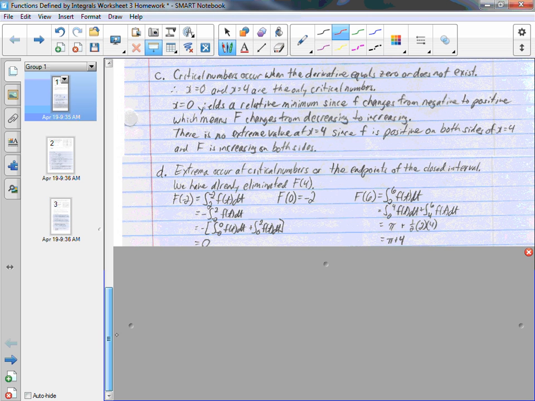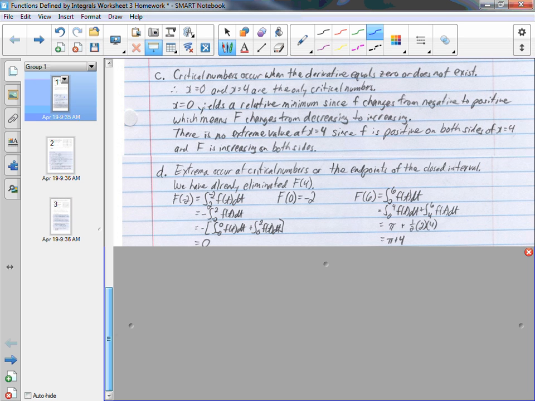So, part D. Extrema occur at critical numbers or the endpoints of the closed interval. Now, we've already eliminated capital F of 4 because there was no extreme value at capital F of 4. Now, at capital F of 0, since there's a relative minimum, maybe there's an absolute minimum. Can't be an absolute maximum there. And then we need to see what's going on at the other ends. All right, so let's evaluate and let's find capital F of -2.